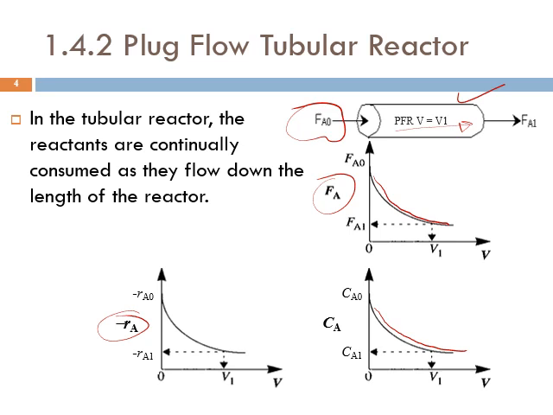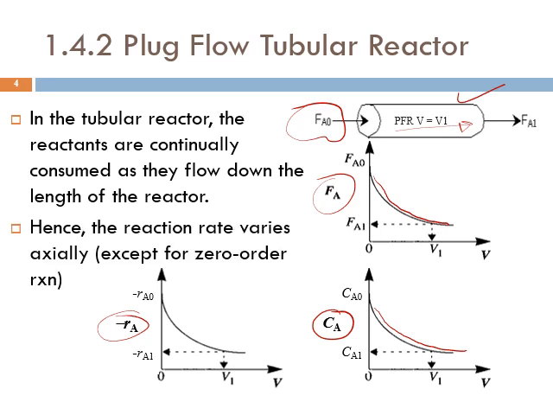Why is that? Let's assume we have an isothermal reaction where temperature is not changing. The rate of reaction will be a function of the concentration of the reactant, and the concentration of reactant is decreasing, therefore the rate of reaction is decreasing as well. Hence the reaction rate varies axially. Except of course for zero order reactions run isothermally, where the concentration is changing but the rate of reaction is not a function of concentration, so the rate remains constant.